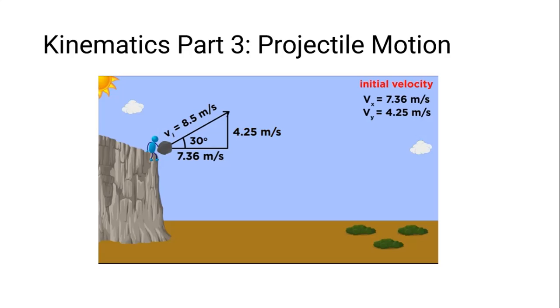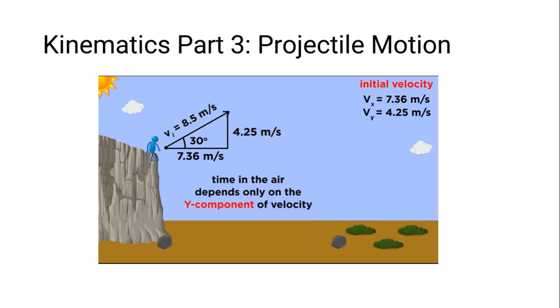These velocities are independent of one another, meaning that a rock that was thrown straight up with an initial velocity of 4.25 meters per second will land on the ground at precisely the same time as the one thrown at 8.5 meters per second, but at this 30-degree angle.